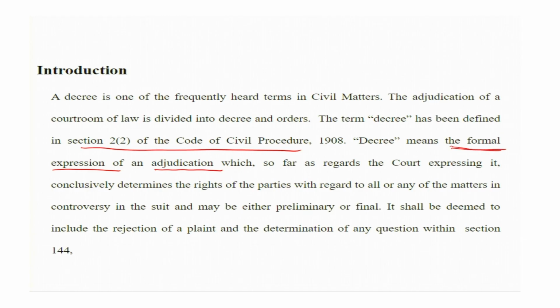A decree you always get in the form of writing, or this is a formal expression. After deciding the case, the court normally passes decrees in civil matters. Then adjudication. The word adjudication is again very important: there must be an adjudication, a judicial determination of your issues, a judicial determination of your case, and adjudication or judicial determination basically comes in civil matters, in your cases. This is the second feature.